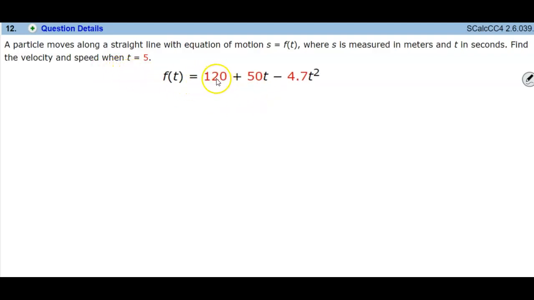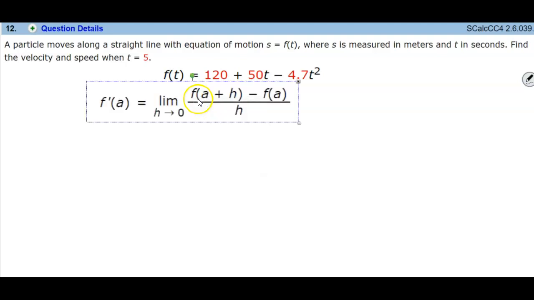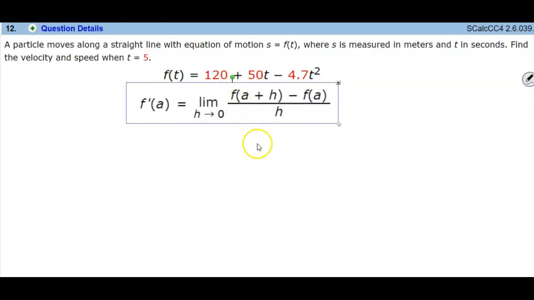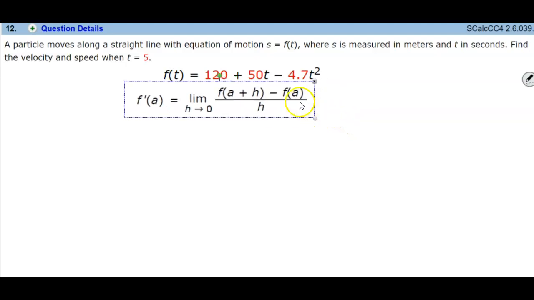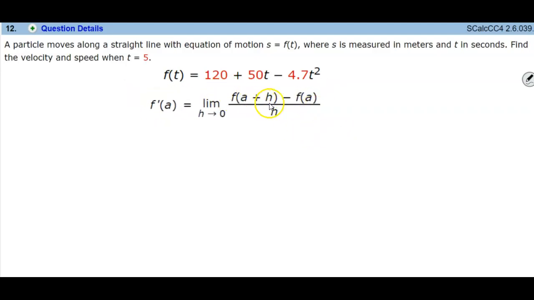For this particular question, we want to make sure that we use the definition of the derivative. The definition of the derivative says that we take the limit as h approaches 0 of f of a plus h minus f of a, divided by h. We want to find the velocity when t is equal to 5, which means we want to find f prime when a is equal to 5.